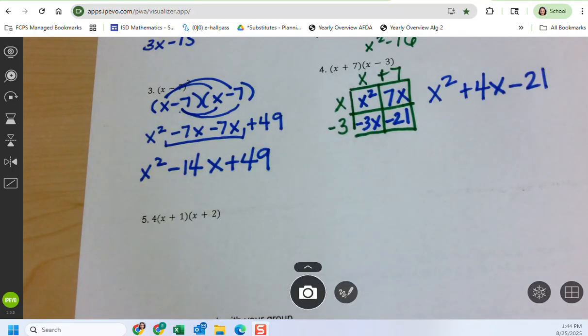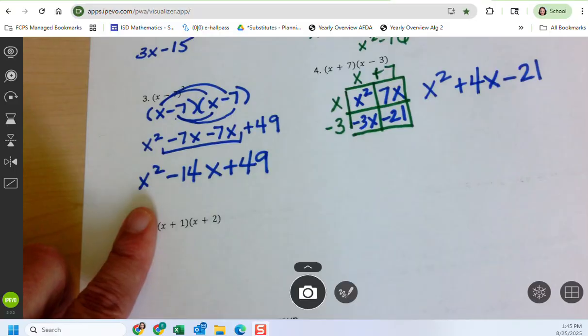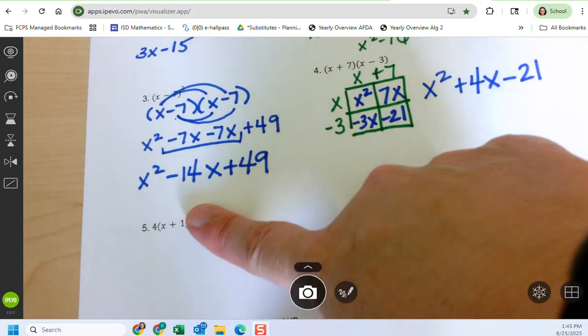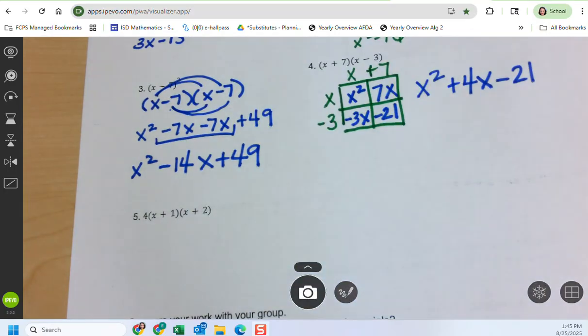All right, in the last one, there's a lot of different ways to go about this. Raise your hand if you ignored the 4 to start and you just multiplied x plus 1 times x plus 2. Anybody start that way? Nobody? All right, raise your hand if you ignored the x plus 2 and you started by distributing the 4 to the x plus 1. A lot of you did that one. Okay. That's fine. Either of those is acceptable.